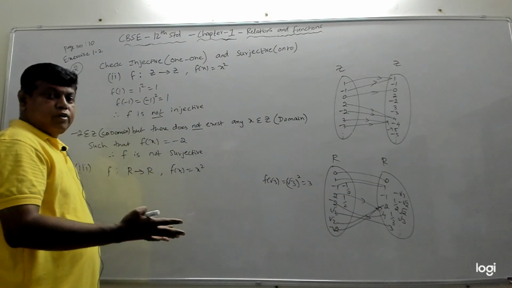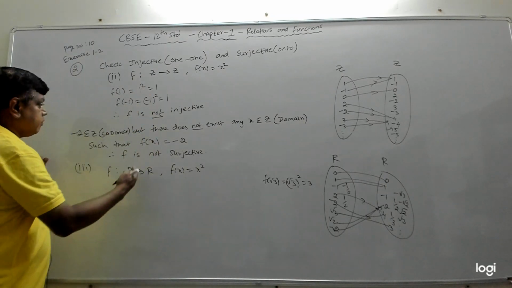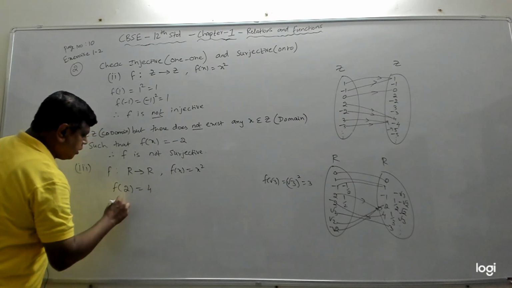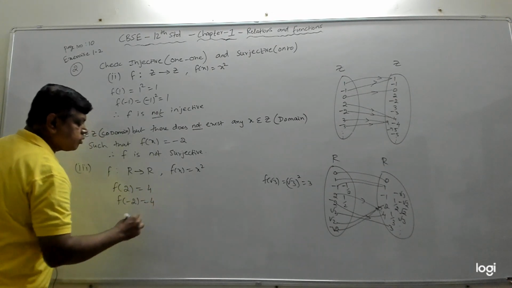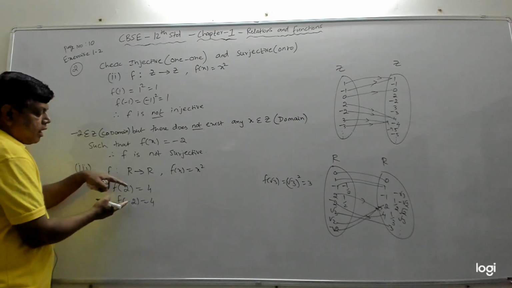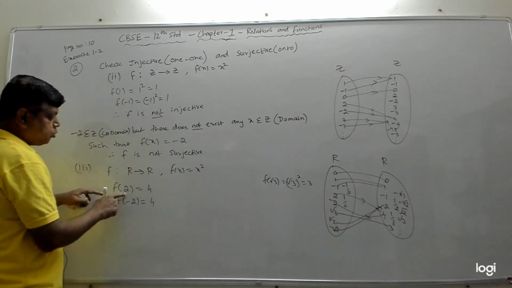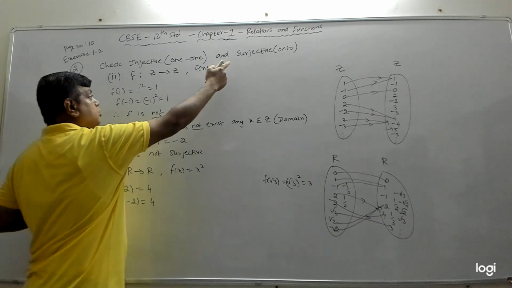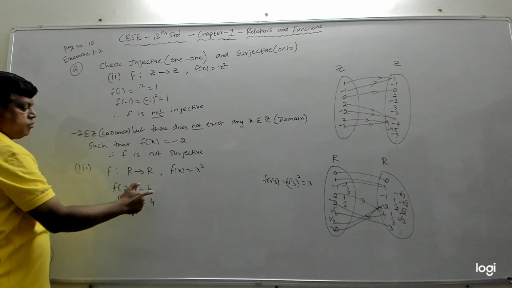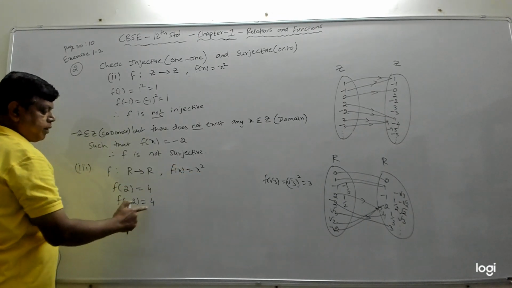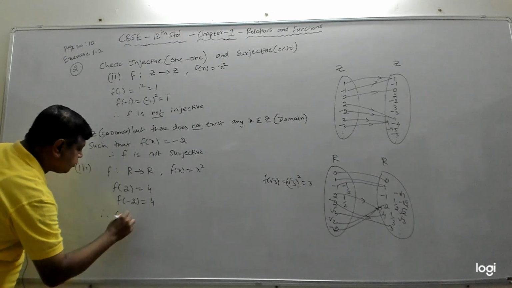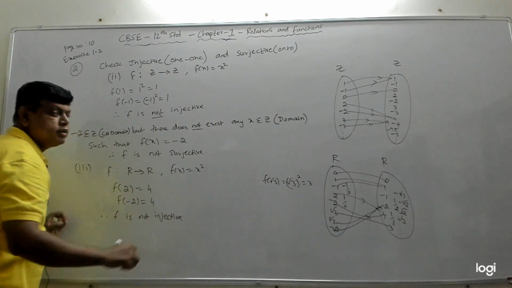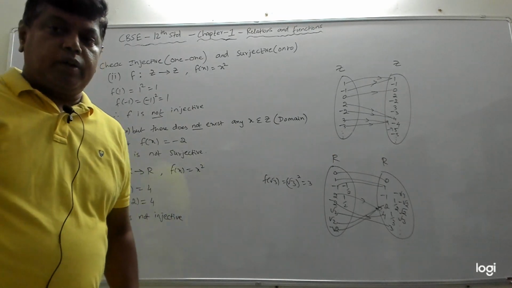Therefore, clearly it's not injective. So we will show that it's not injective. We will say f of 2 is 4, f of minus 2 is also 4. So two different elements are having the same image 4. f of 2 is what? 2 square, which is 4. f of minus 2 means minus 2 the whole square, that is also 4. Therefore f is not injective. f is not an injective function.